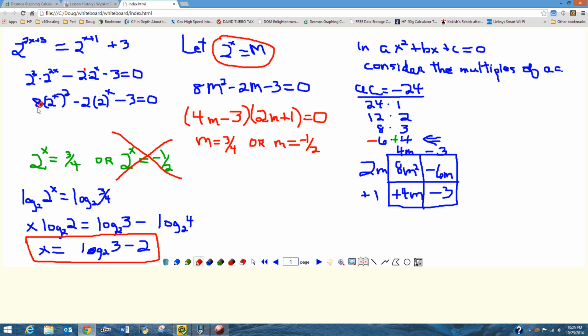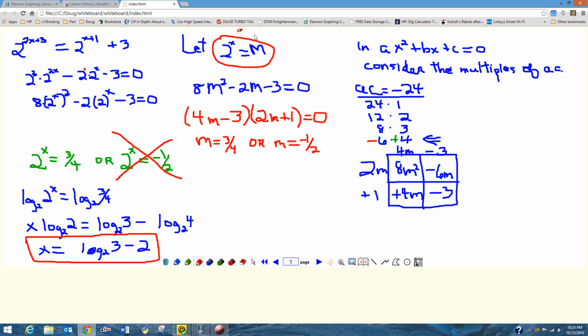And now I'm going to rewrite 2 cubed as 8, and 2 to the 2x as 2 to the x, the quantity, squared. Power of a power, I would multiply the exponents, so you could rewrite this like this. This will be minus 2 times 2 to the x minus 3 equals 0. And now the key is realizing that this is actually a quadratic equation in 2 to the x.